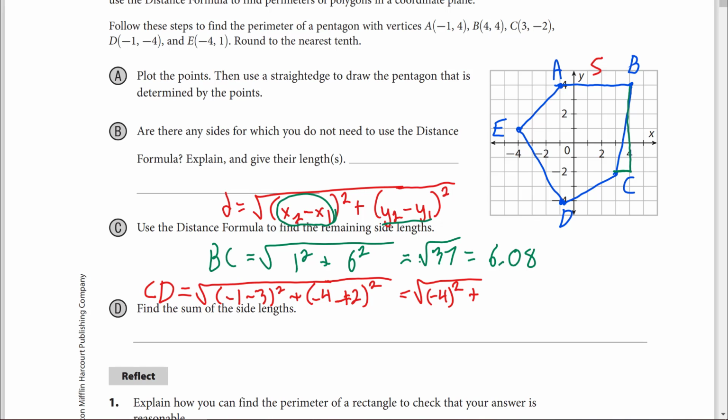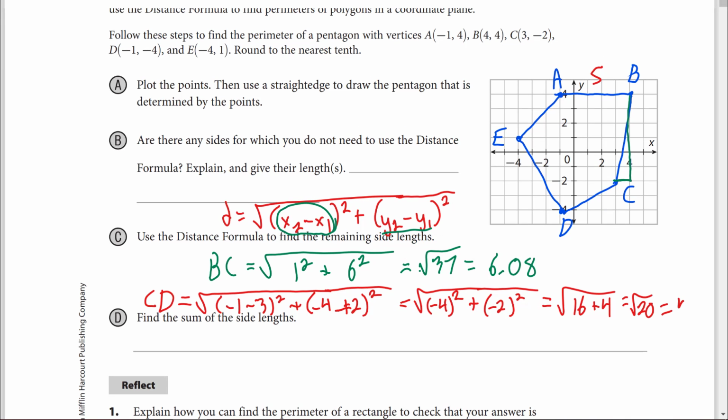And -4 plus 2 becomes -2 squared. I get the square root of 16 plus 4, which is the square root of 20, and that comes out to 4.47. And we can see that our counting method would have worked here as well, because I'm looking at a vertical change of 2 and a horizontal change of 4. The positive or negative doesn't matter because we're squaring it.